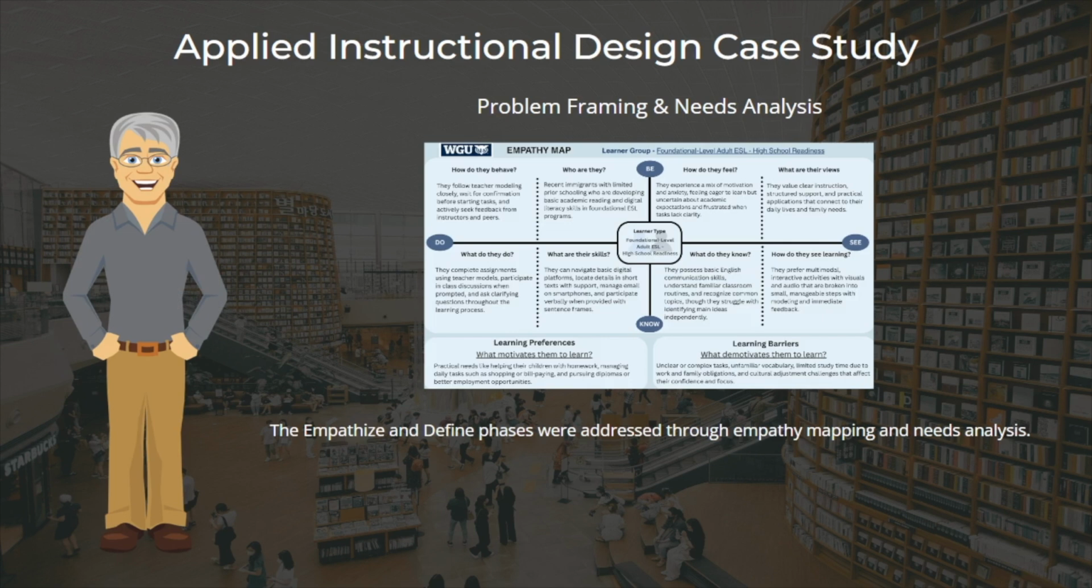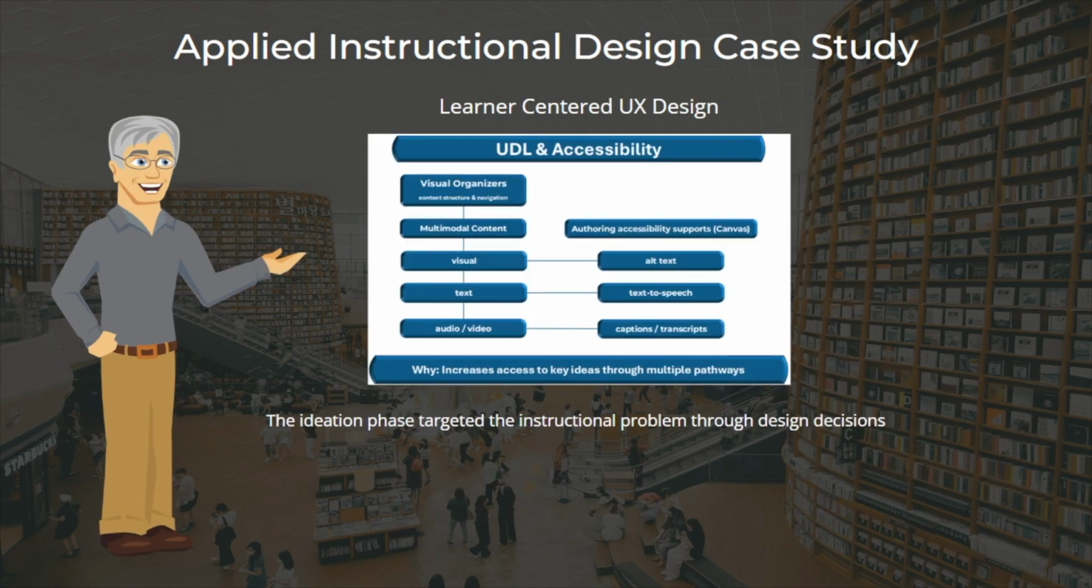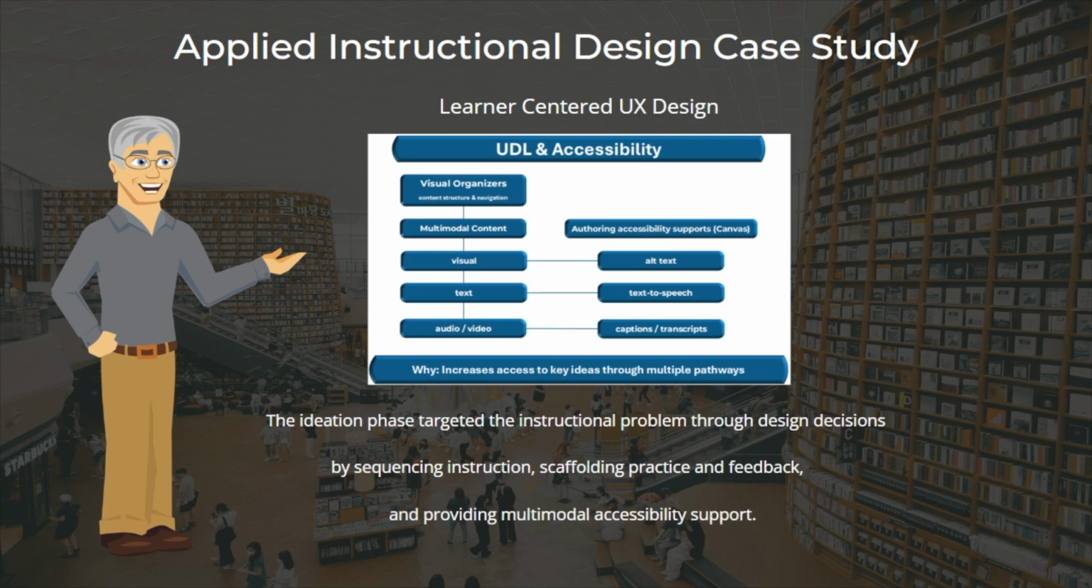The empathize and define phases were addressed through empathy mapping and needs analysis. Together, they captured learner context, motivations, and barriers, and linked classroom evidence to the performance gap, which informed instructional framing and support decisions. The ideation phase targeted the instructional problem through design decisions by sequencing instruction, scaffolding practice and feedback, and providing multimodal accessibility support.